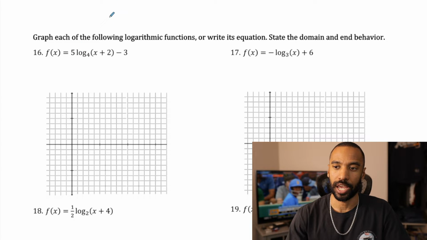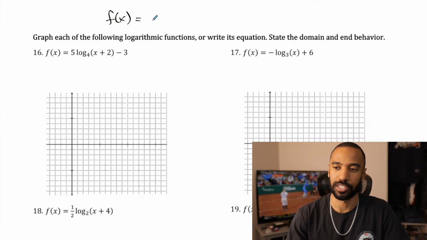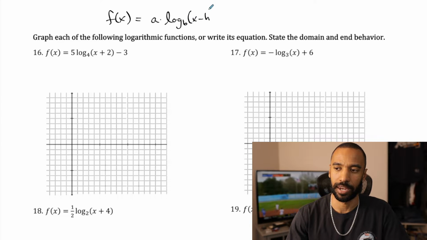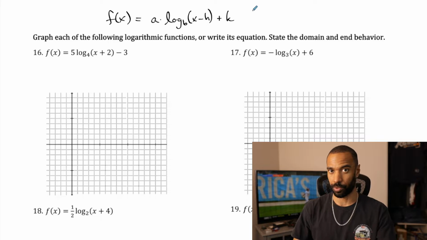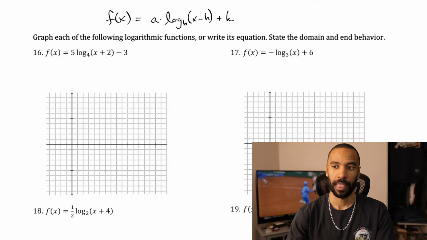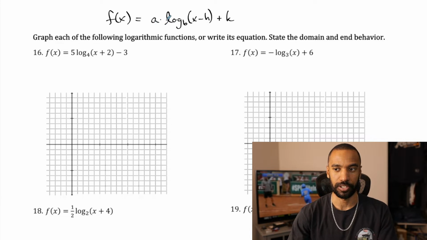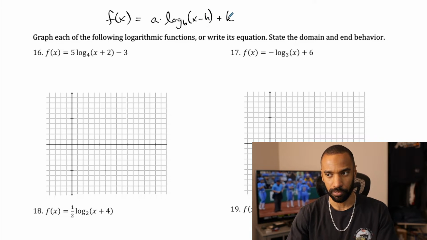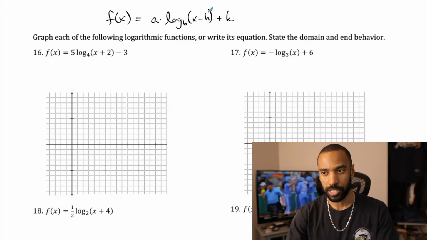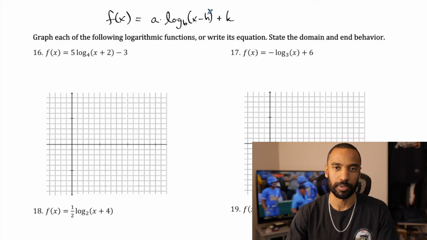And the general form for this thing is f of x equals a times log base b of x minus h plus k. Now, in order for this to work best, you are going to have to know something I've done with graphs in the past. A represents your vertical stretch factor. H is your horizontal translation. K is your vertical translation. Now, I'll deal with these in some certain ways that'll help you a little bit.